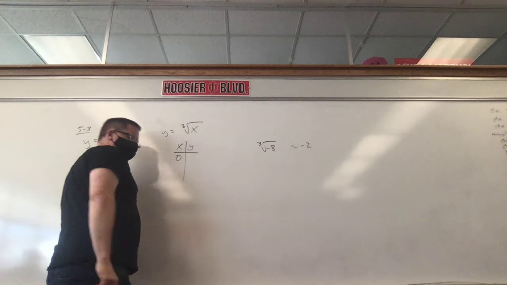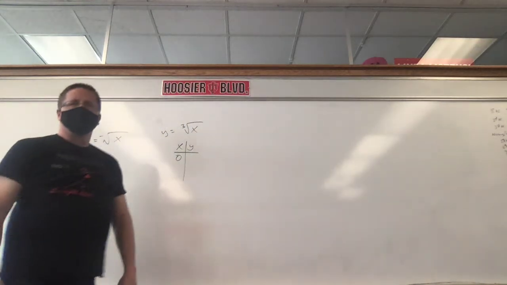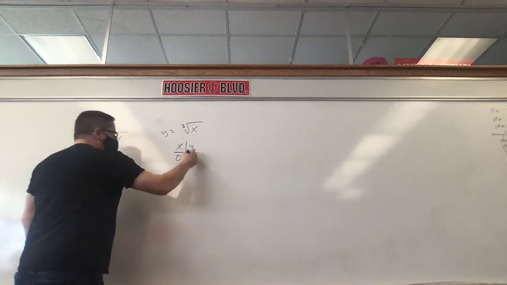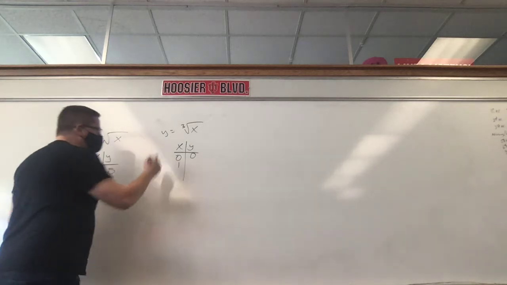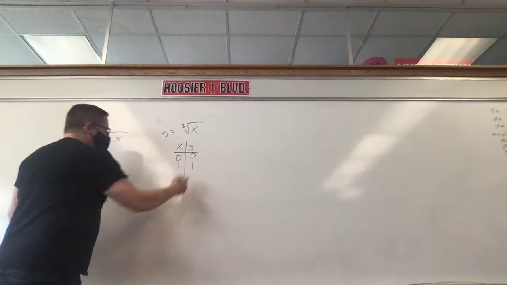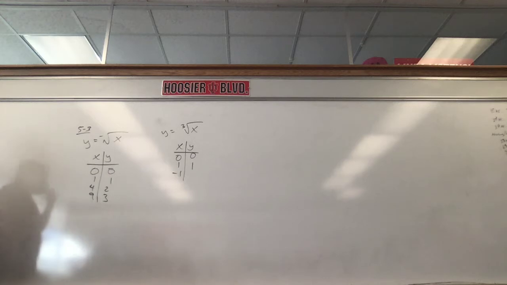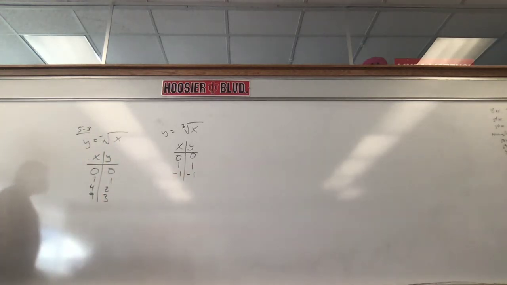Let's plug in 0. What's the cube root of 0? 0. Because 0 times 0 is 0? No. Because 0 times 0 times 0 is 0. Okay? I can plug in whatever I want, we just said. Do I want to plug in 1? What's the cube root of 1? 1. Because 1 times 1 times 1 is 1. I'm also going to plug in negative 1. What's the cube root of negative 1? Negative 1. Because negative 1 times negative 1 times negative 1 is negative 1.